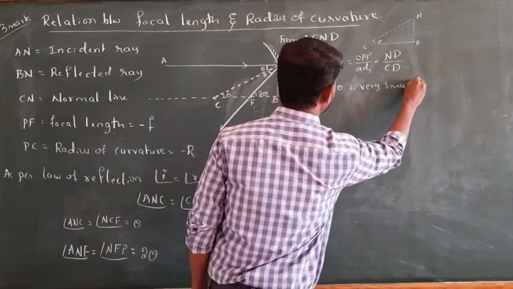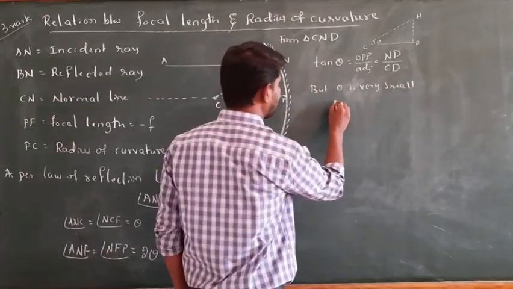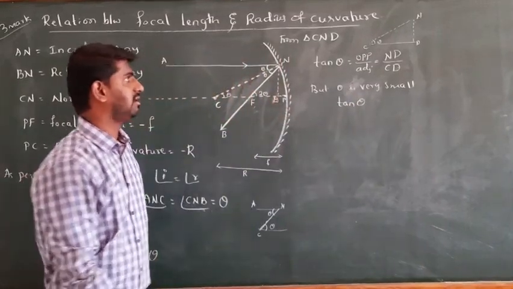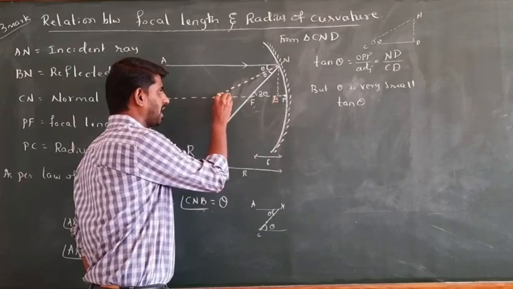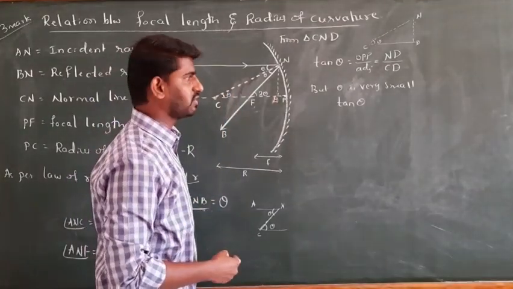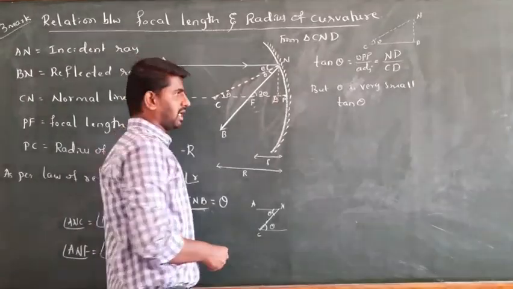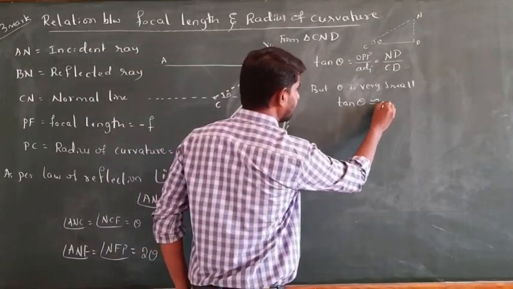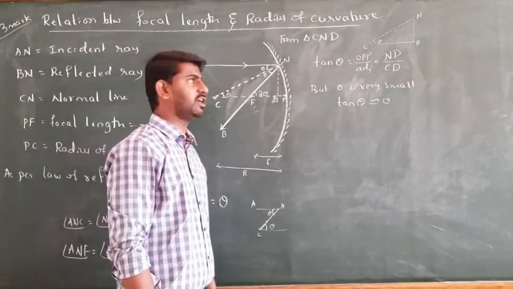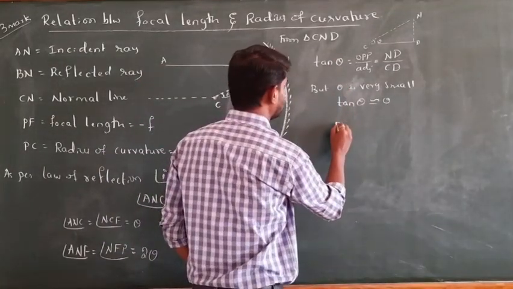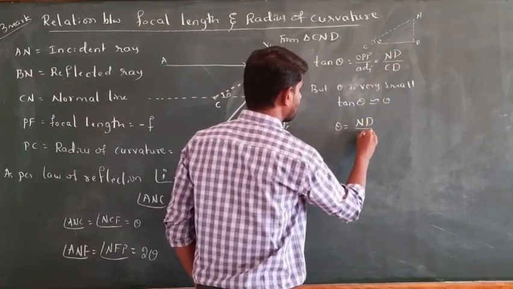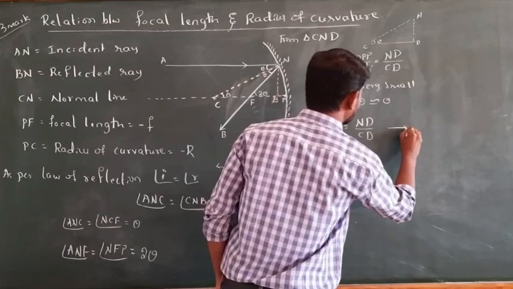But here the theta is very small, such that we cannot apply the tan function. So applying the tan function becomes very difficult. So for that, we consider here that tan theta is taken to be only theta. So now theta is equal to ND divided by CD. Say equation number 1.